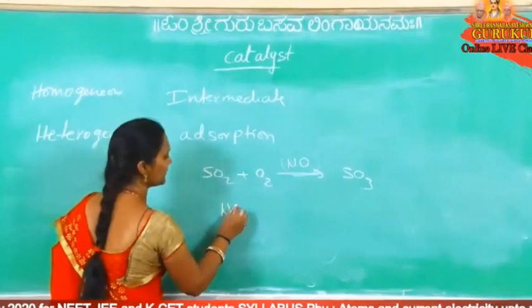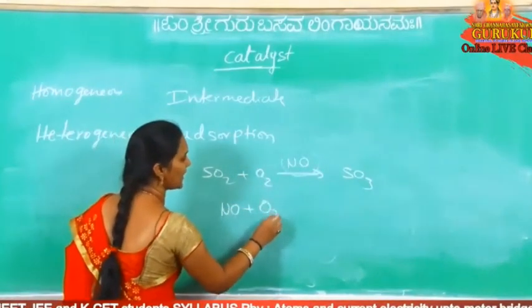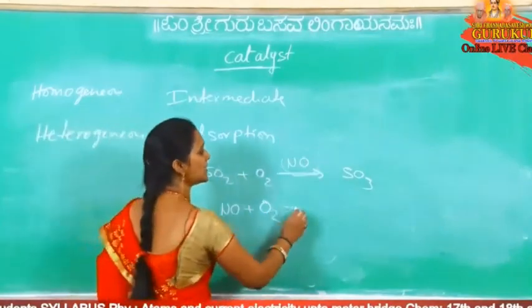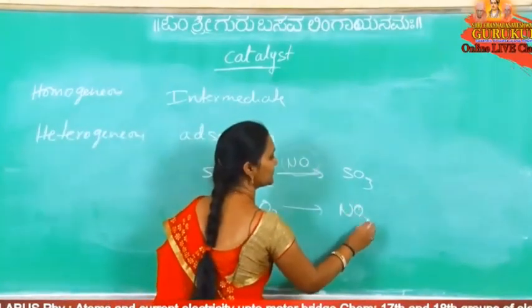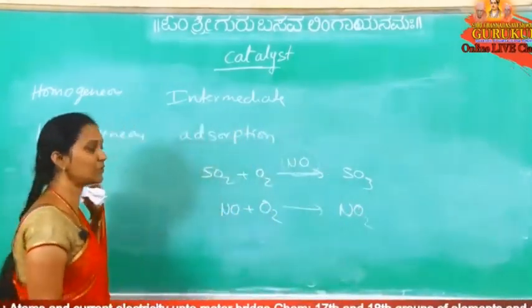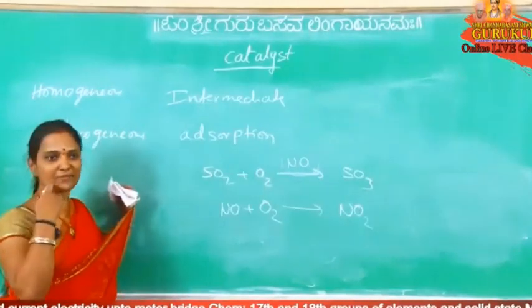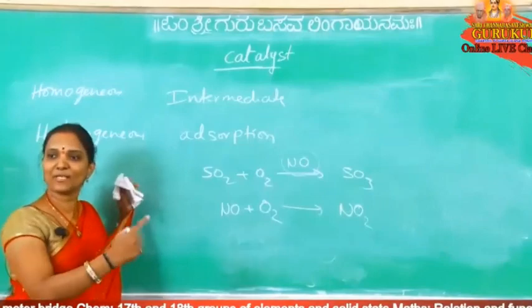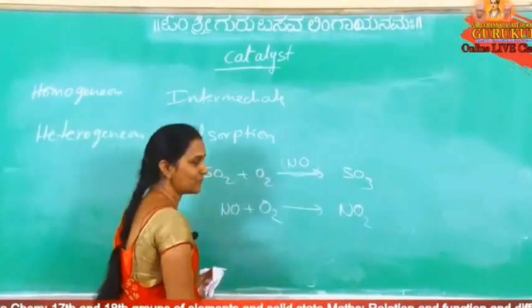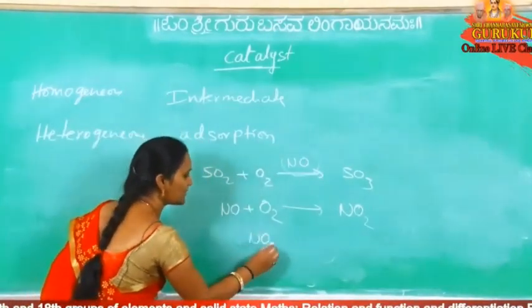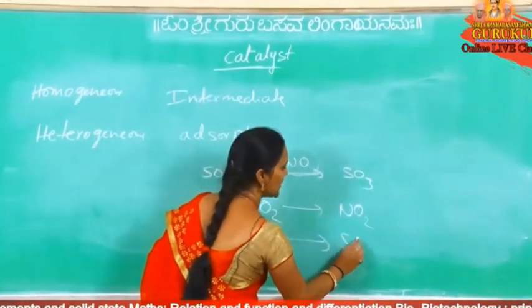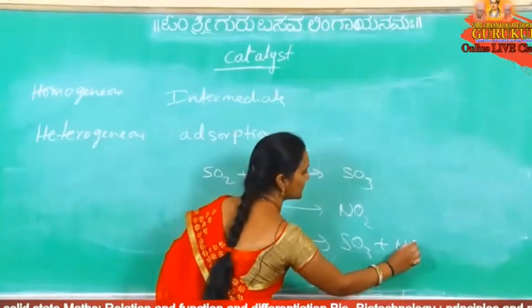Now this catalyst combines with one of the reactants, for example O2. This catalyst combines with O2, then it changes to NO2. One intermediate compound is formed. What is that intermediate compound? NO2. Now this NO2 combines with another reactant, SO2. It changes to SO3 plus NO.